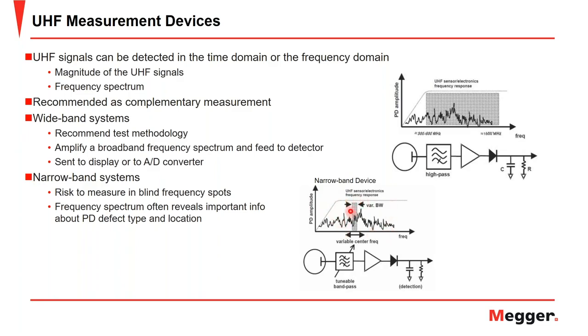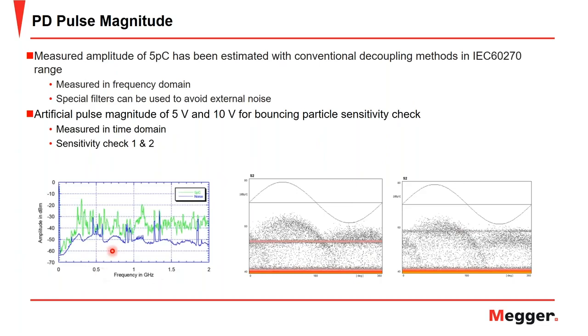Here we have a narrowband system, and you can see the difference where instead of looking at the entire PD signal, you're just looking at this small window. And on narrowband systems, you run the risk of measuring in blind frequency spots. And the frequency spectrum often reveals important info about PD defect types, as well as their location. So running the risk of measuring in a blind frequency spot can really be detrimental to the overall measurement. And here we have the PD pulse magnitude.